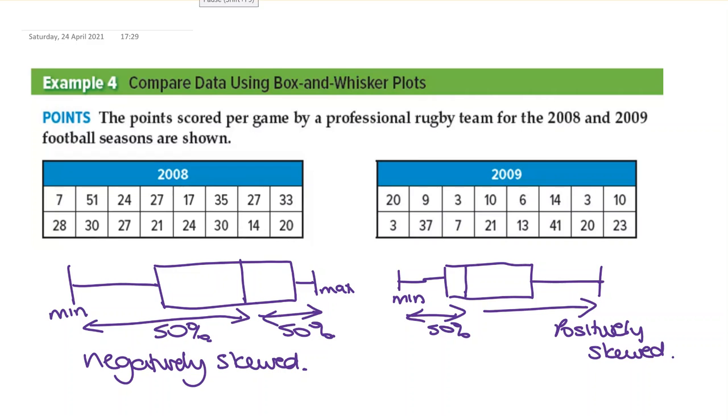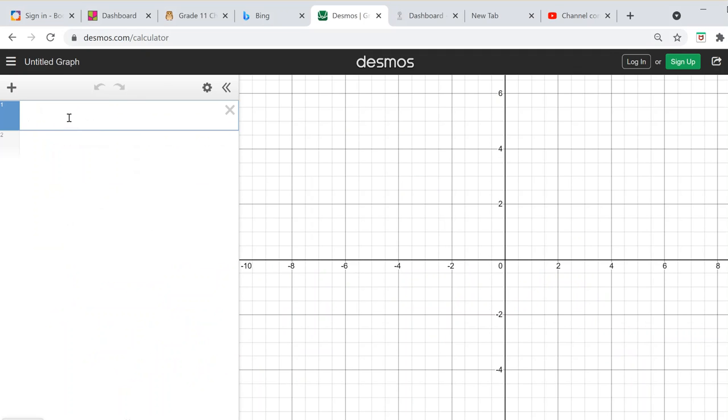We're going to go over to Desmos. Okay, so we're going to put in our data set. We've got 2008 and 2009. We're going to give it a variable in square brackets, and we need to separate everything with a comma. So 7, comma 51, comma 24, comma 17, comma 35, comma 27, comma 33, comma 28, comma 30, comma 27, comma 21, comma 24, comma 30, comma 14, comma 20.